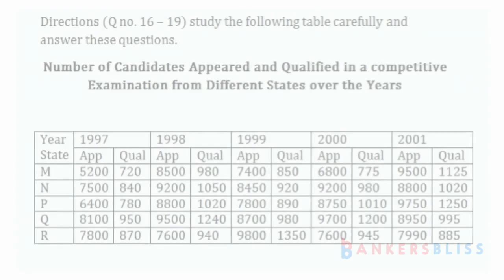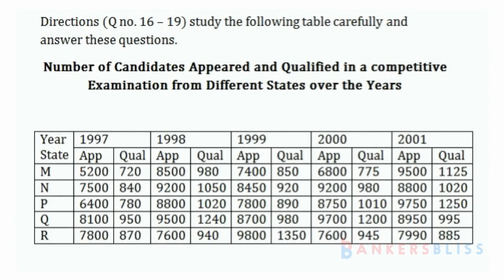Directions. Question number 16 to 19. Study the following table carefully and answer these questions. Number of candidates appeared and qualified in the competitive examination from the different states over the years. So, state M appeared was 5200, qualified only 720. State N in 1997, 7500 were appeared, 840 were selected.